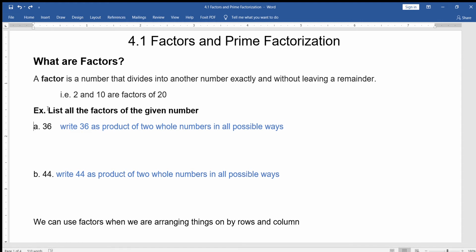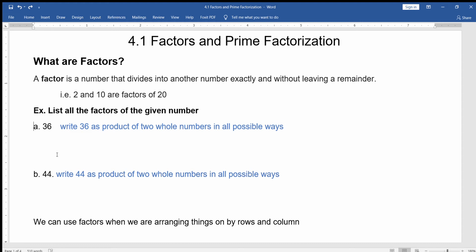Let's start. So what are factors? Well, a factor is a number that divides another number exactly, without a remainder. An example of that is 2 and 10. 2 and 10 are factors of 20. You know why? If you divide 20 by 2, you'll get 10. That has no remainder, so that's why 2 is a factor.